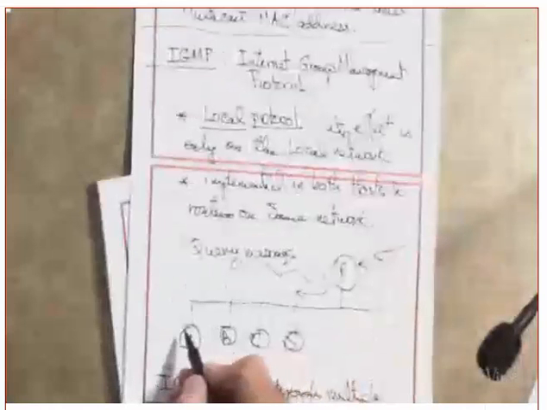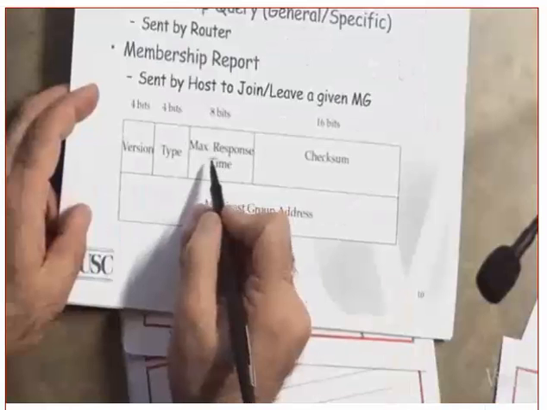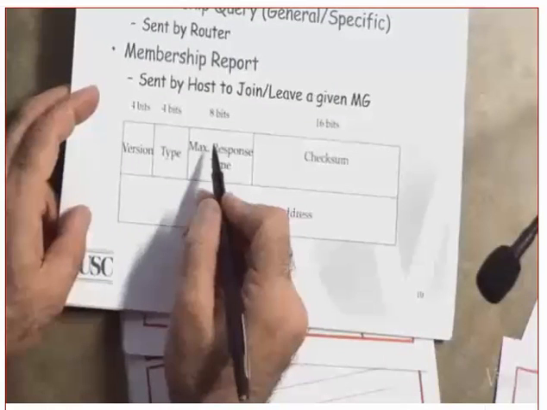So let's assume the router sends the query. When one host sends the report and all the others see it, they will not send a report of their own. Why? The router is not interested in receiving many reports. He is only interested in figuring out whether there is interest in receiving this multicast group. So they will suppress their reports.